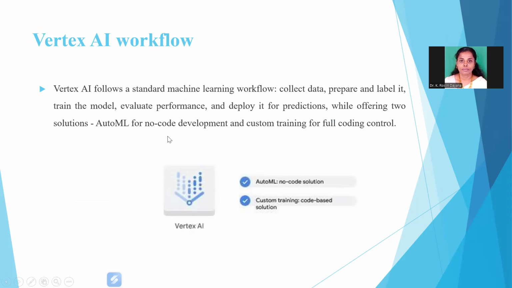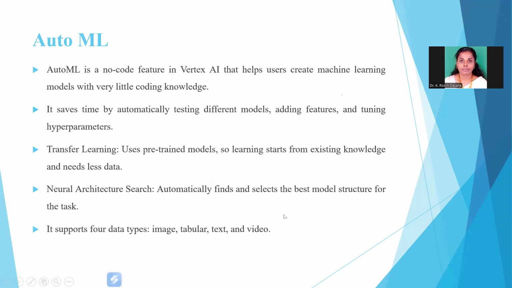Vertex AI workflow. Vertex AI follows a standard machine learning workflow. It collects the data, prepares and labels it, trains the model, evaluates the performance, and deploys it for predictions, while offering two solutions: AutoML for no-code development and custom training for full coding control. So Vertex AI provides two options for your solution development. AutoML means no code is needed. Custom training means code will be used for training the model.